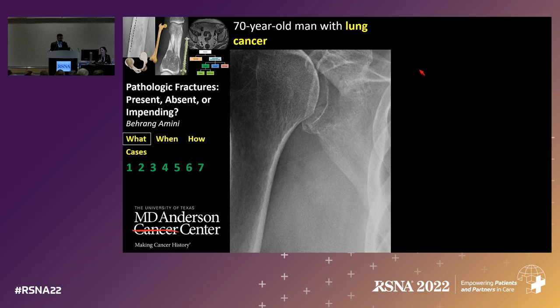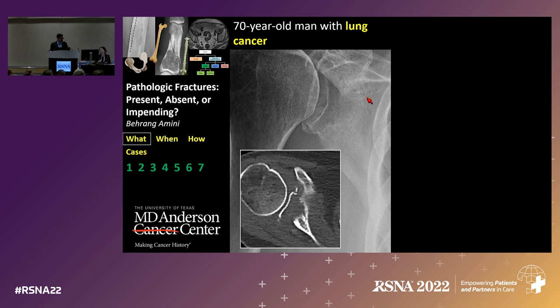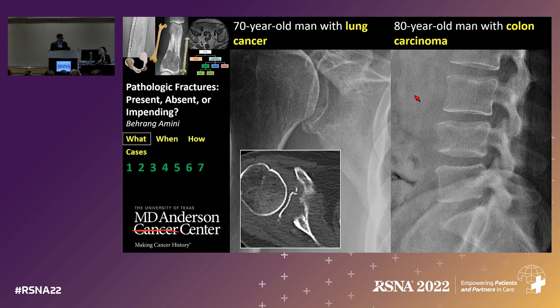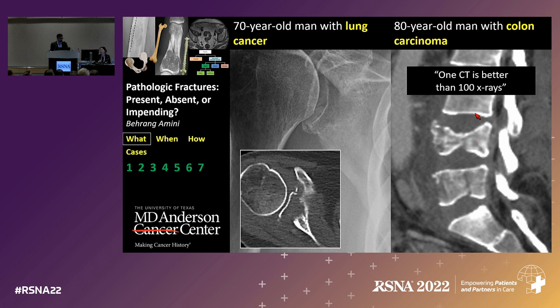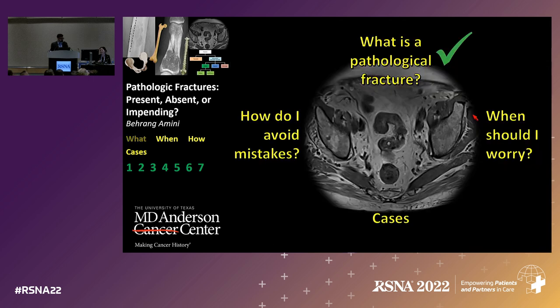A 70-year-old man with lung cancer, you can see this subtle lytic lesion in the glenoid with intra-articular extension. There's the CT nicely showing you the destructive lesion. And then an 80-year-old man with colon cancer, you can appreciate this fracture over here. Maybe there's some lucency, but remember the CT is going to be really helpful. You can see the actual pathological fracture and a second fracture at L5. One CT is better than 100 x-rays.